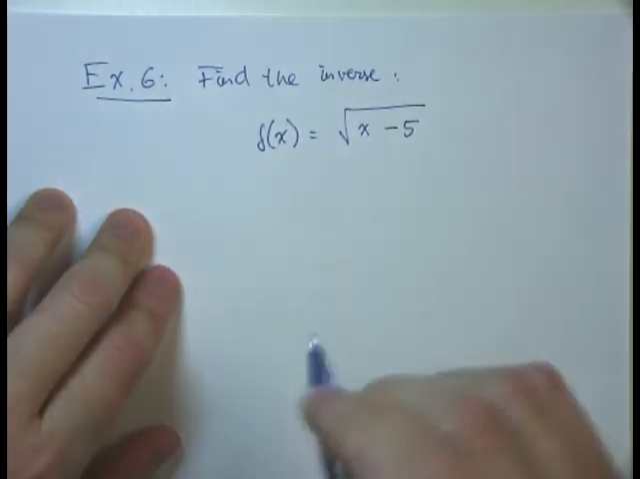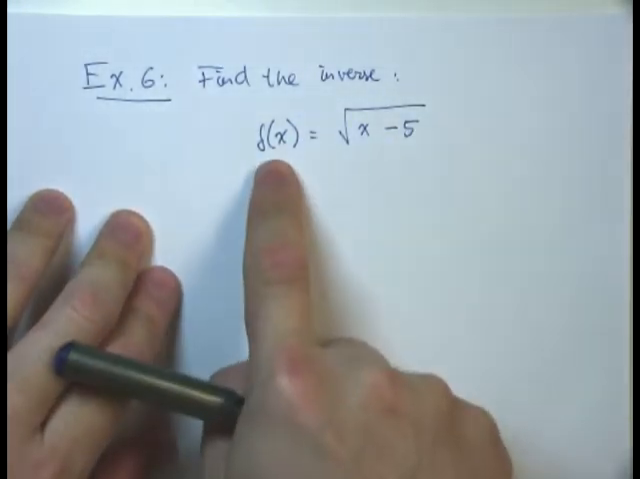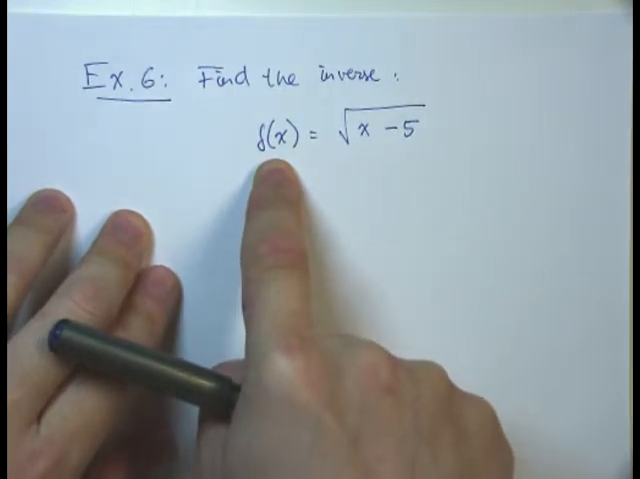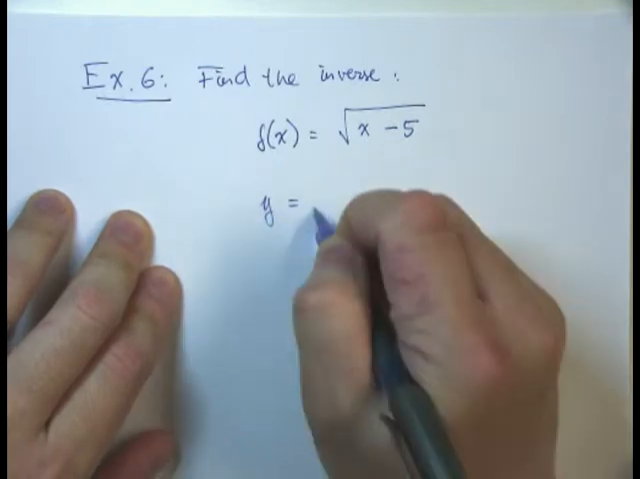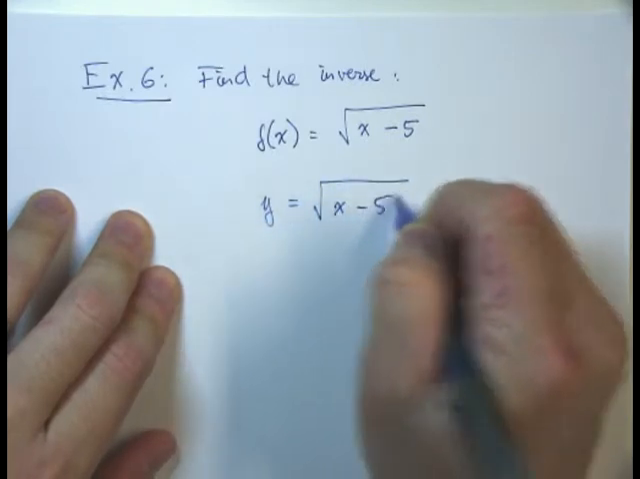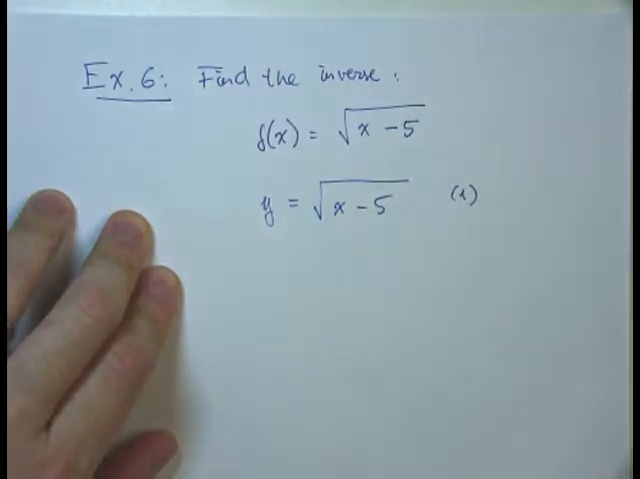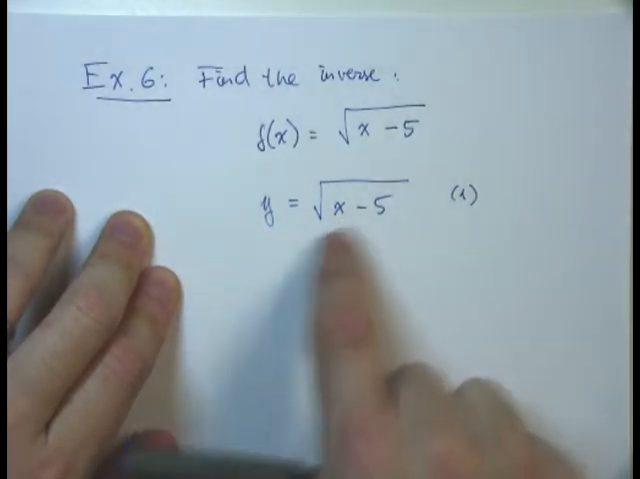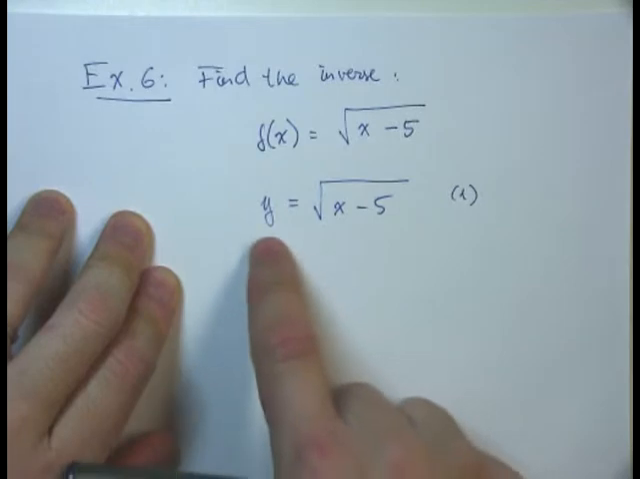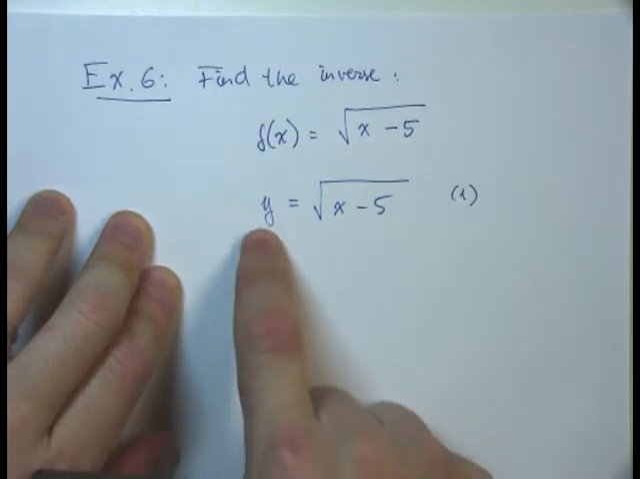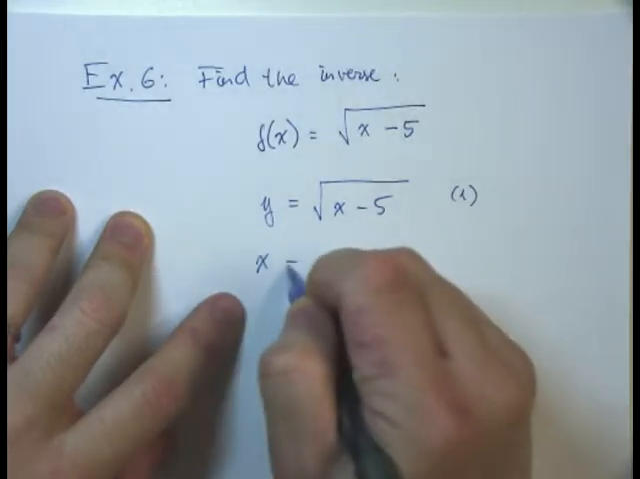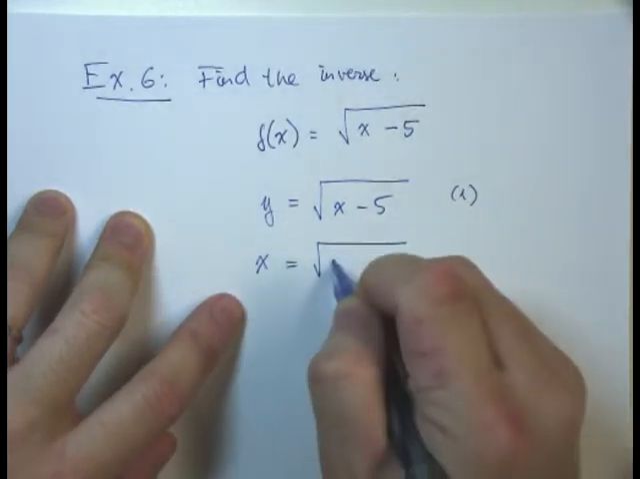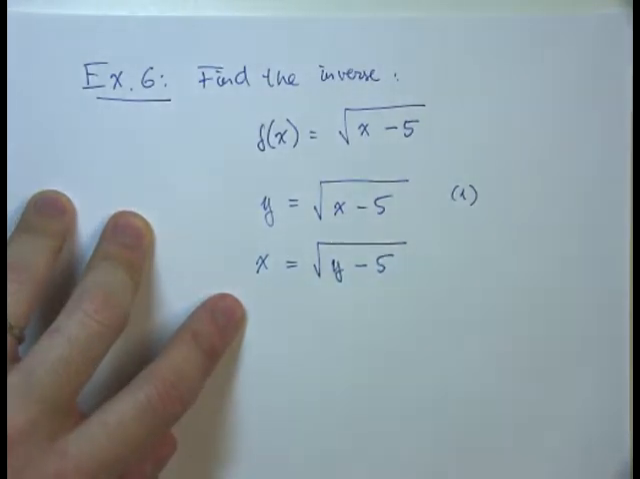So now once again, to find the inverse, step number 1 is to replace the f of x symbol on the left hand side with a y. So my equation becomes y equals the square root of x minus 5. And once again, that is step number 1. Step number 2 now is to interchange the x and the y. To interchange, so x becomes y, y becomes x. So my equation would look like this. x equals the square root of y minus 5. And that is step number 2, interchanging the variables.